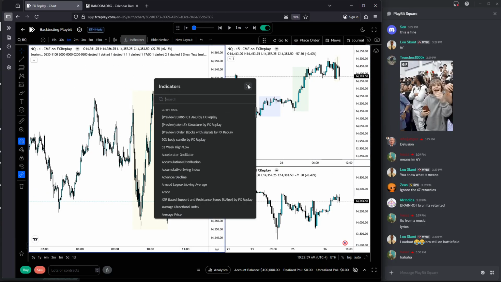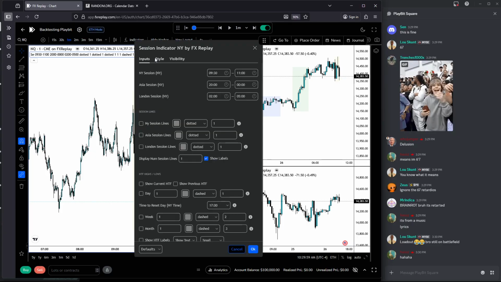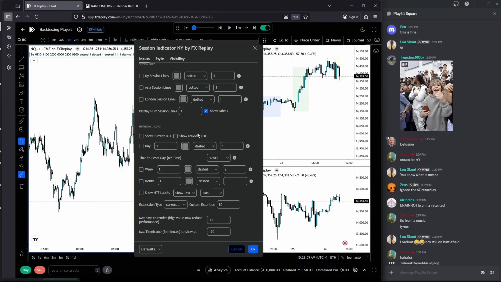Then there's indicators. What's good is you can just use the session indicator New York by FX Replay. It's made by the FX Replay team itself, and it's a decent indicator, so I guess it's fine. You can use that one as well if you want. And these are the settings here. I'm going to give you a minute to copy these settings, and I'm going to scroll over them. Let me know if you screenshot the settings, or if you've set up the same settings, if you want to backtest with me as well.